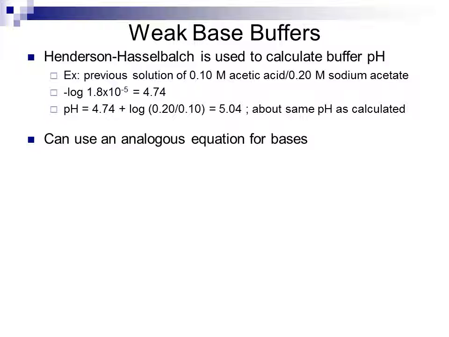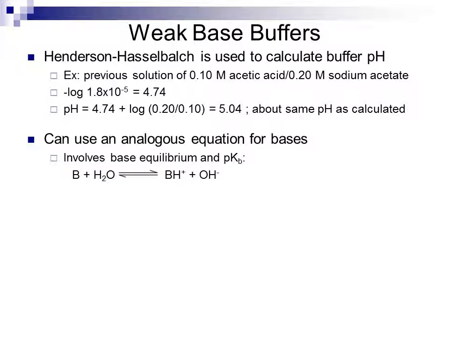There's an analogous equation for bases, which involves the base equilibrium and the pKb, where base produces the protonated base plus hydroxide. The Kb value would be the protonated base times hydroxide over the base, and in this case we use a pOH instead of a pH because we're given OH minus as our species here. So it looks just like the Henderson-Hasselbalch equation for acids, except it's the pOH, the pKb, and the conjugate acid over the base.